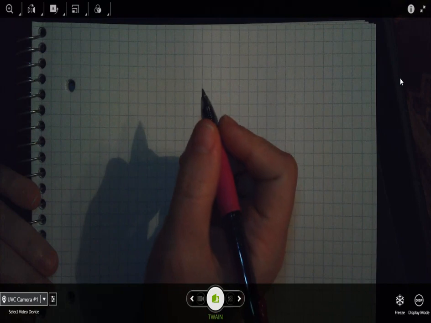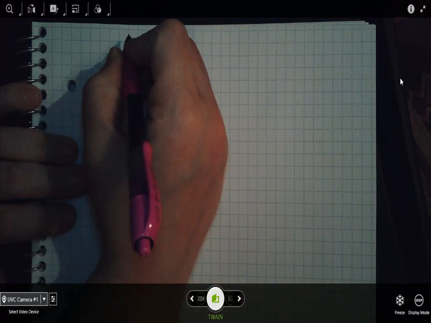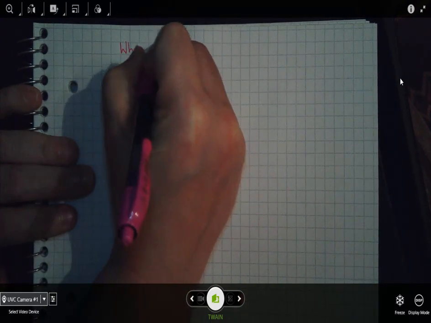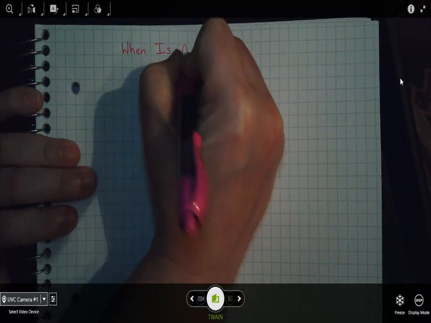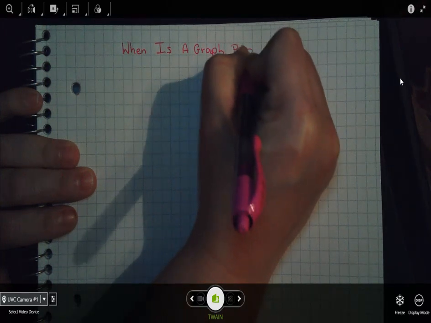Okay, so we are continuing with constant rate of change. We're also going to review a little bit from before Christmas break to make sure that we're all on the same page. And with that, I'm going to remind you what it looks like for a graph to be proportional. So when is a graph proportional?